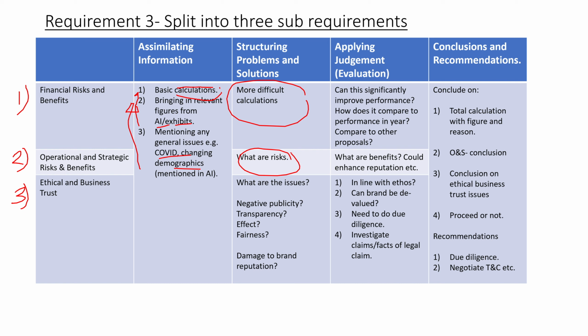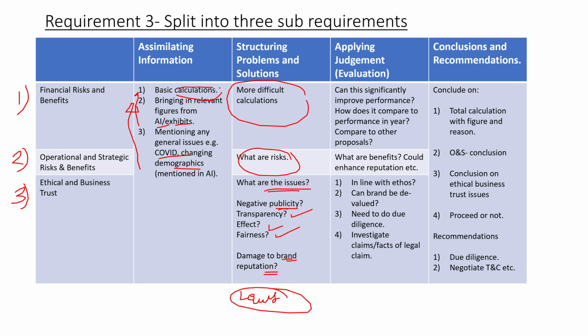What are the actual risks? Okay, so ethics and business trust are actually what the issues are. And to maximize your marks, think about negative publicity. Think about damage to brand reputation. Think about transparency. Would people want transparency? Maybe you can use the transparency, effect, fairness model. Have we broken any laws? Okay, so ethics is about complying with laws and regulations as well as just following general judgment.